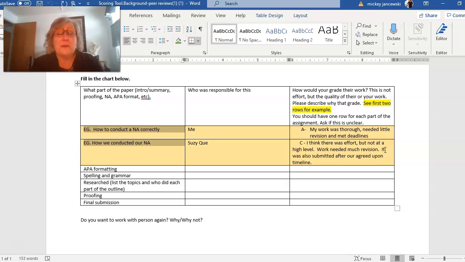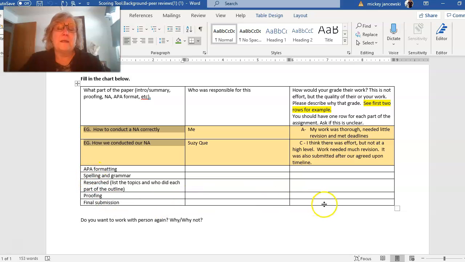So if I have a question about the quality of one section of your paper, I can try to figure out what happened. But these are the different areas: how to conduct a needs assessment correctly, how we conducted our needs assessment. And there's another section of your paper, and these are other items that you should consider filling in. If there's something that you did as a group not on this list, like who researched the topics, this bottom part is about the background paper. Who researched each of the topics that's in the outline? Who did APA formatting? Who did spelling and grammar? Who did proofing? Who did submission?